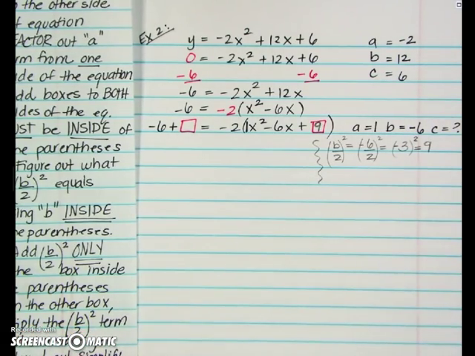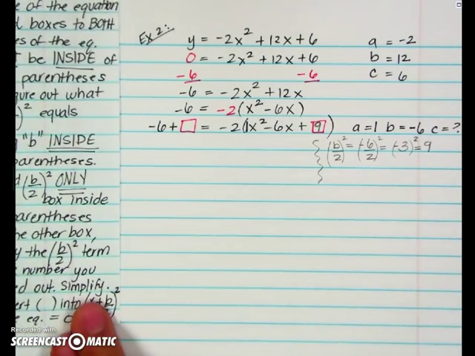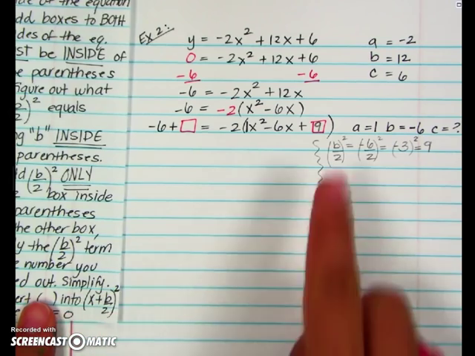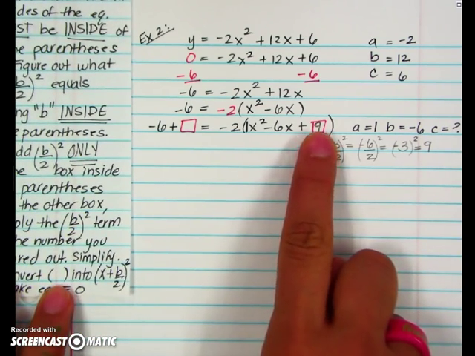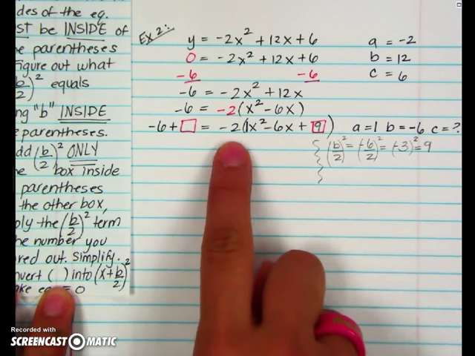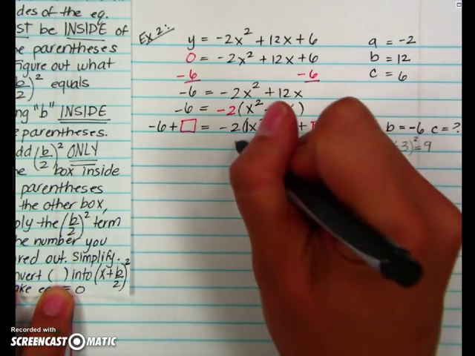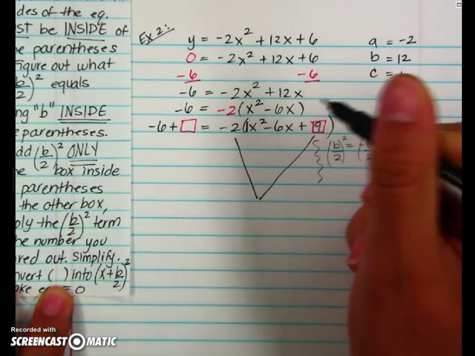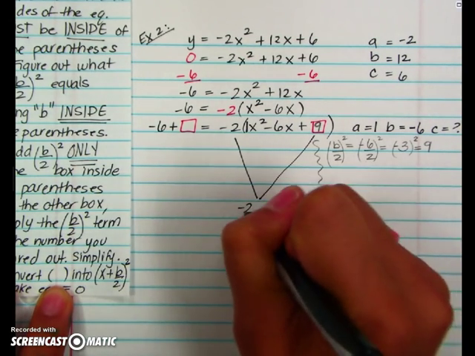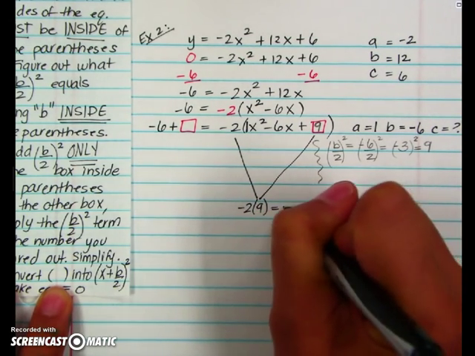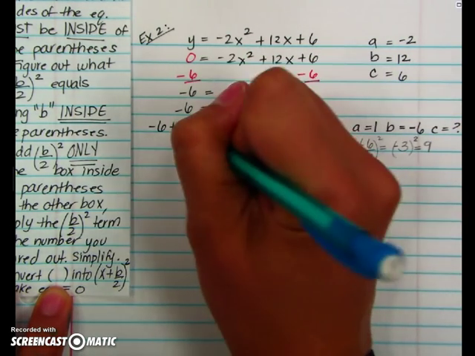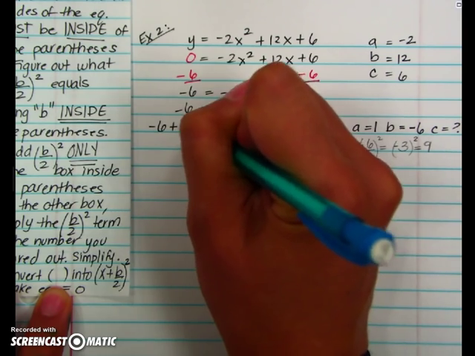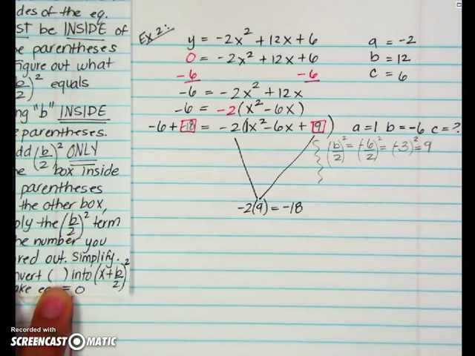And then step 7 says in the other box, multiply the b divided by 2 terms. So the one that you just put squared, b divided by 2 squared term, you're going to multiply the box times -2. Okay, and what is -2 times 9? Yeah, -2 times 9 is -18. So that's what's going to go inside of my box on the left-hand side. So I'm going to put -18.